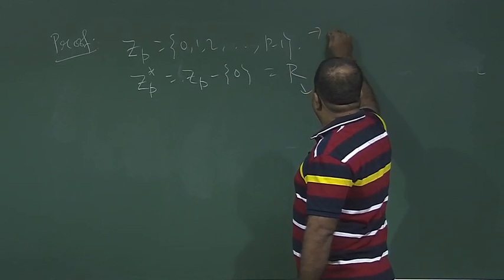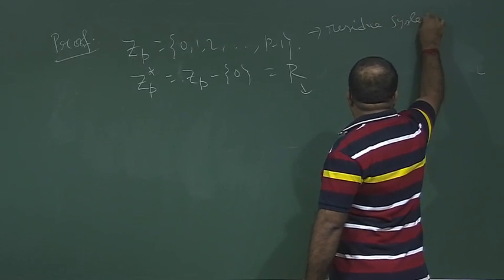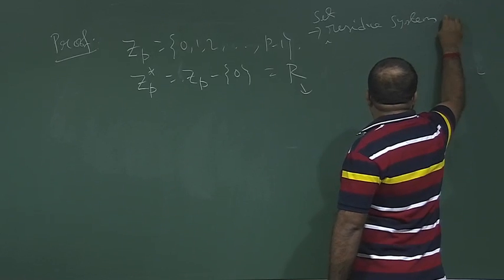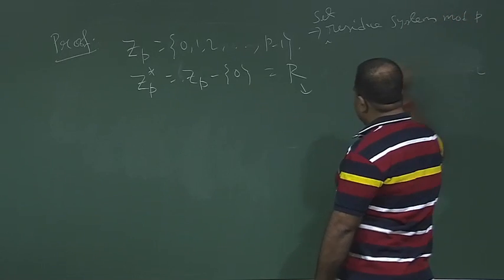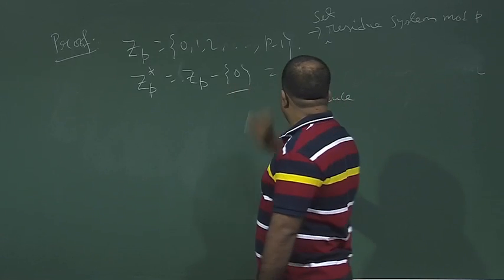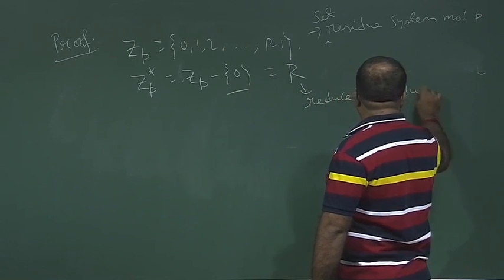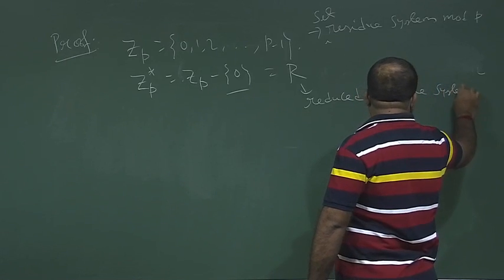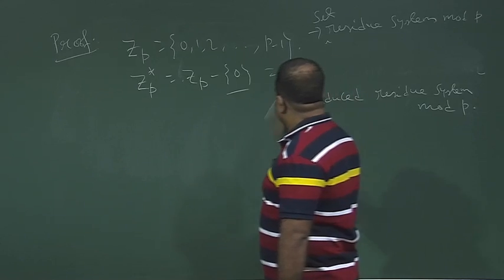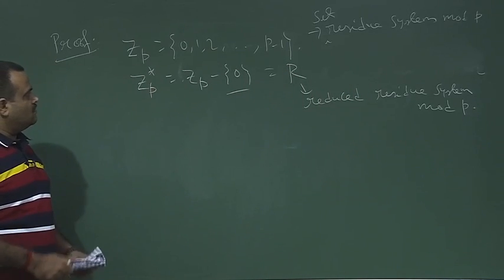This is called the set of residue system mod P, and this is called the reduced residue system mod P, the cyclic group where 0 is not there. This we denote by R. R is basically ZP star, that cyclic group.